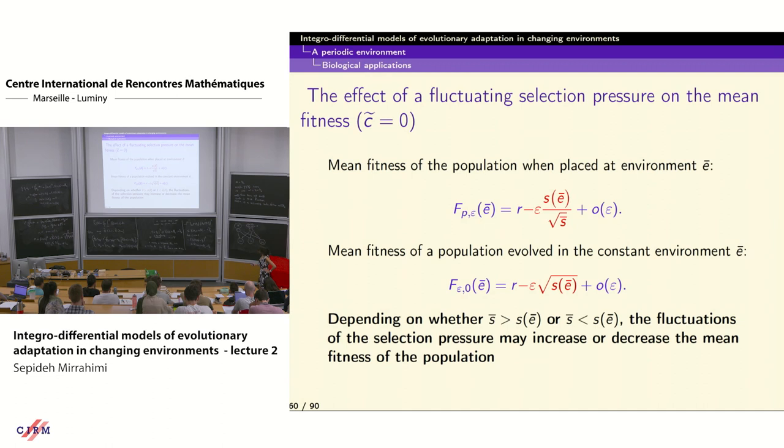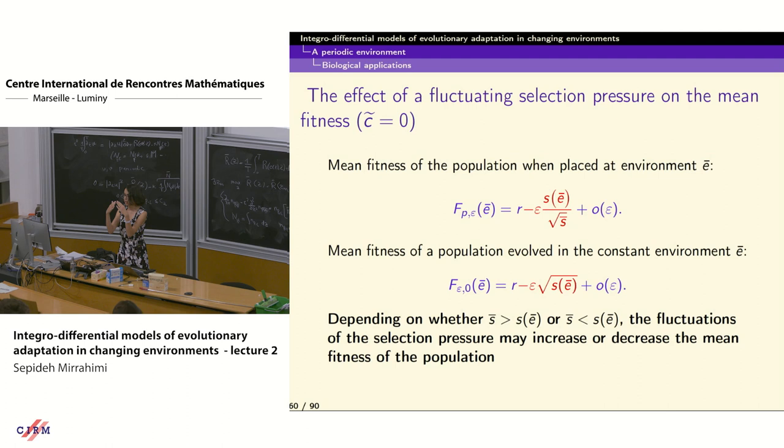Okay? So again, we see that it is not always the case that one of them is better than the other. It depends on whether S bar is greater than S of E bar or less than it. And depending on that, the fluctuations of the selection pressure may increase or decrease the mean fitness of the population. In particular, if S bar is greater than S of E bar, if on average we select more strongly than in the constant environment, then the effect is positive. So the mean fitness will be better. This is actually very intuitive, because if we select on average more strongly, it means that the population has a narrower distribution, so the population is closer to the optimal trait, so it will grow better. Okay?